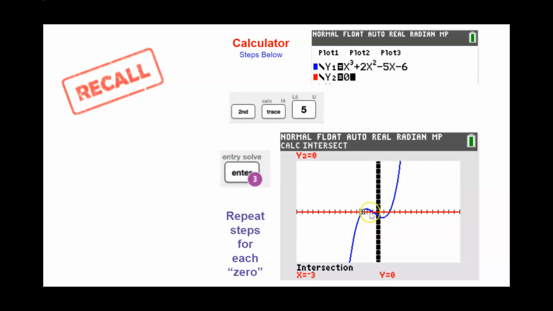And how do we know that it's going to be 3 zeros? Because of the exponent. Remember that leading term, the degree of the polynomial will determine how many answers or zeros you will have for this polynomial.